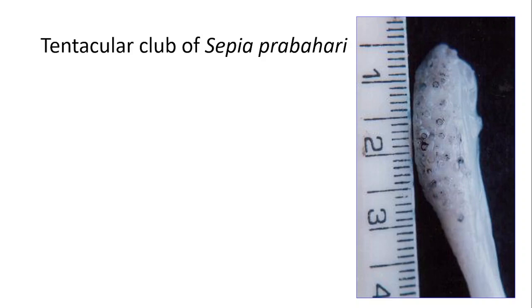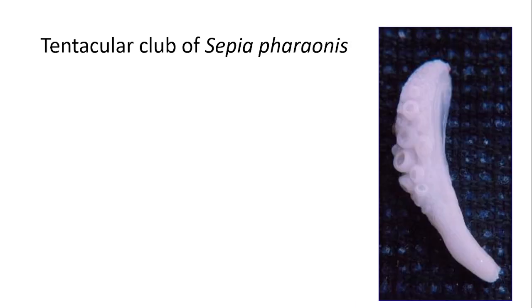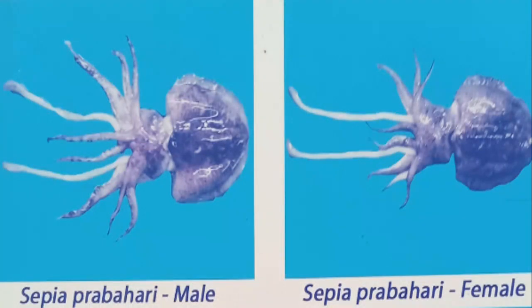In this species, the tentacular club is very short, and fine, minute suckers are present in Sepia prabhahari. In Sepia paravonis, the tentacular club is quite large and we can see 3 to 4 enlarged medial suckers. This is a photographic image of Sepia prabhahari male and Sepia prabhahari female.